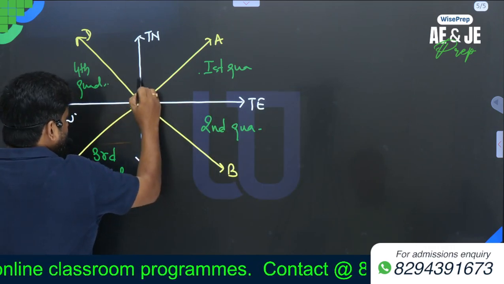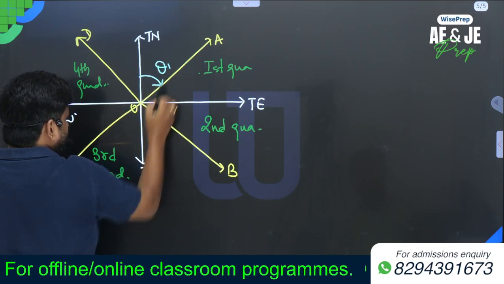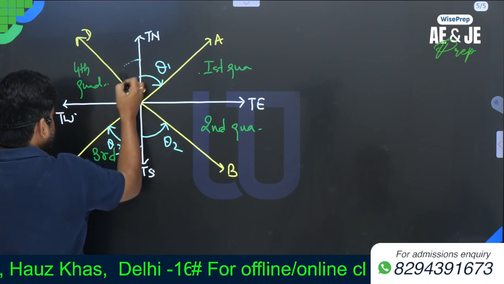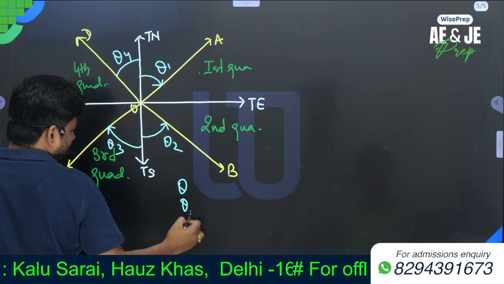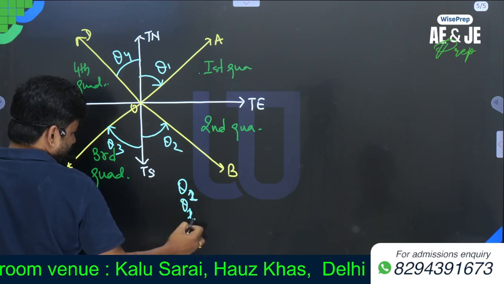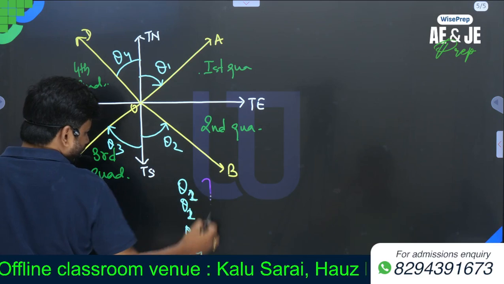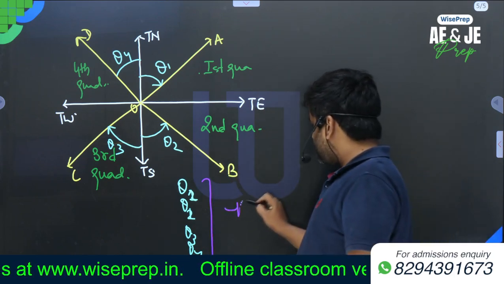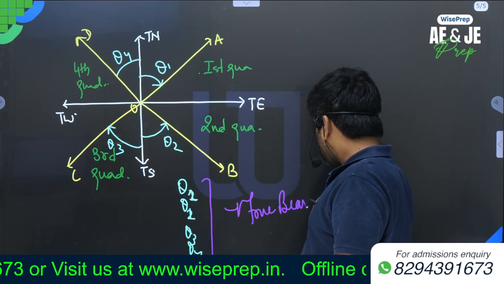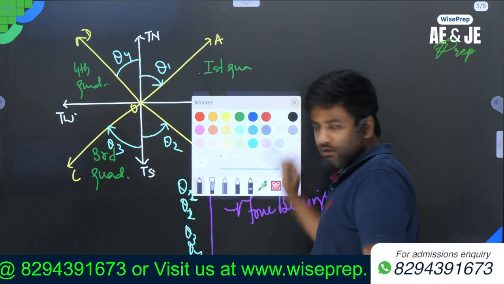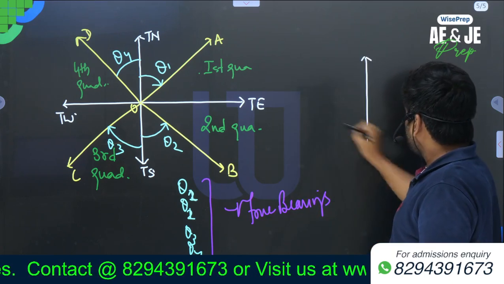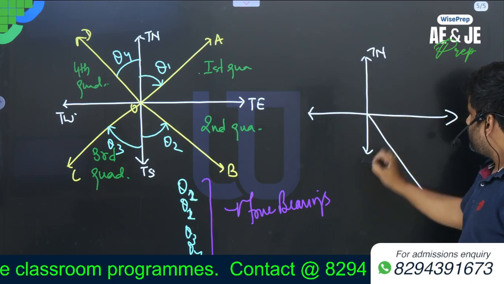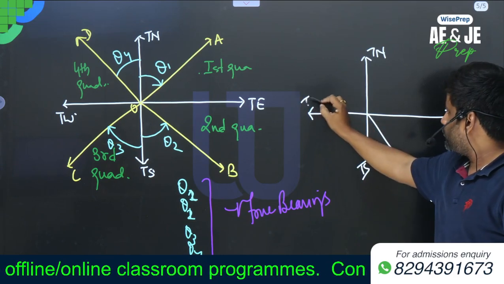So I am talking about bearing. This is theta 1, this is theta 2, this is theta 3, this is theta 4. These are all the angles with the meridian, so they will be considered as true bearing. Suppose this is the angle, this is the line, this is true north, true south, true east, true west.